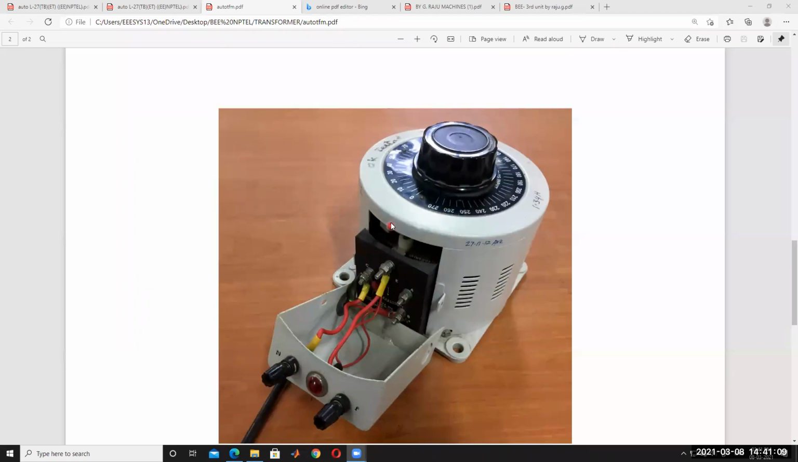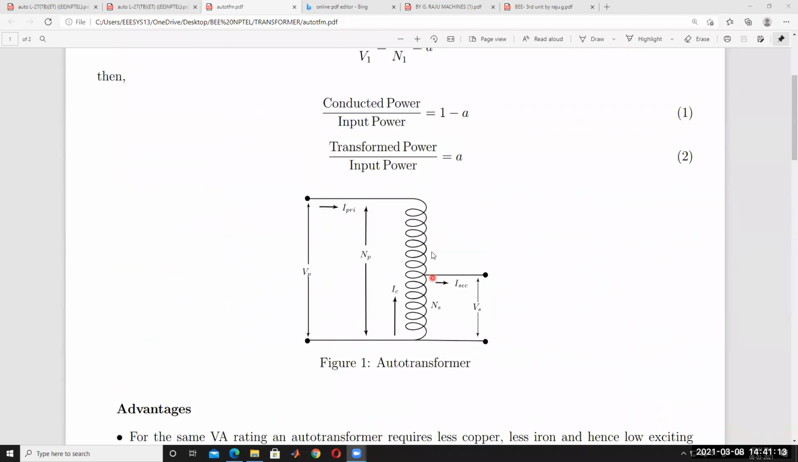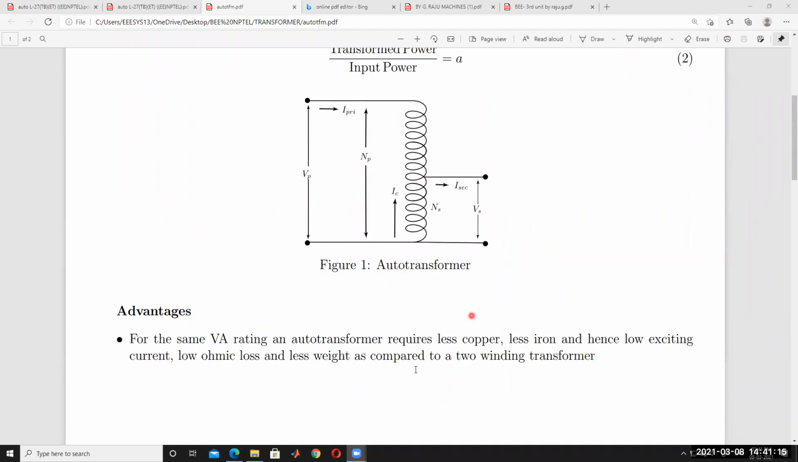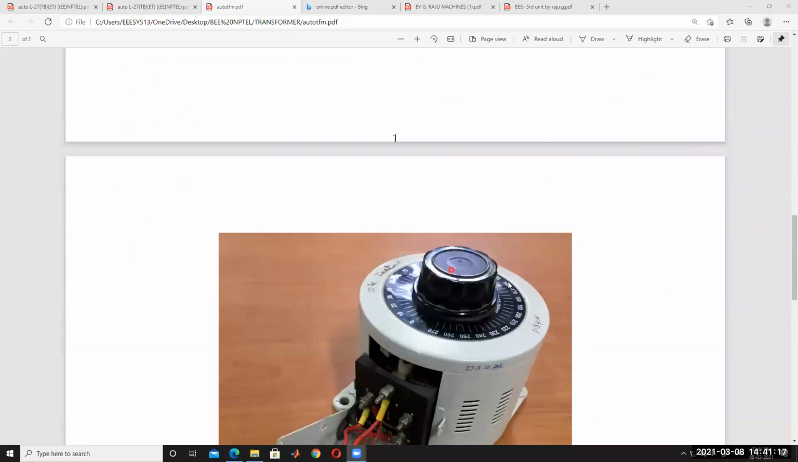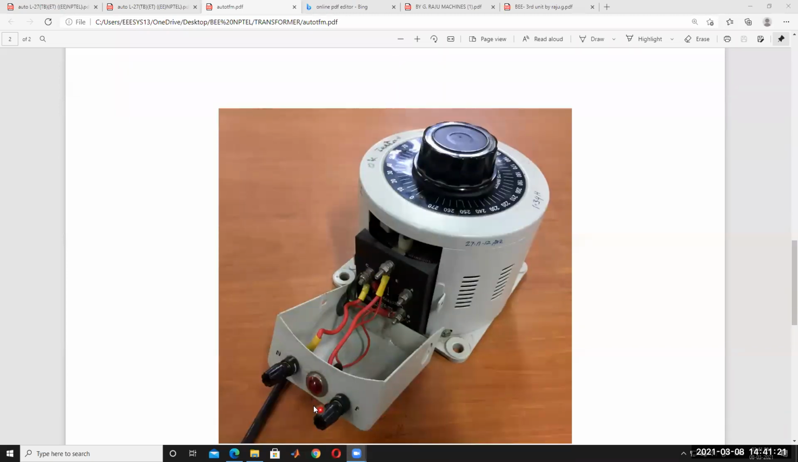By changing the positions of the winding, the output terminals increase or decrease, and based on that the output voltage changes. That is called a variac. By moving this, we get a different output voltage across these terminals. This wire is the input voltage, connected inside the transformer, and these two terminals are the output, phase and neutral. By changing the variac, we get the output.